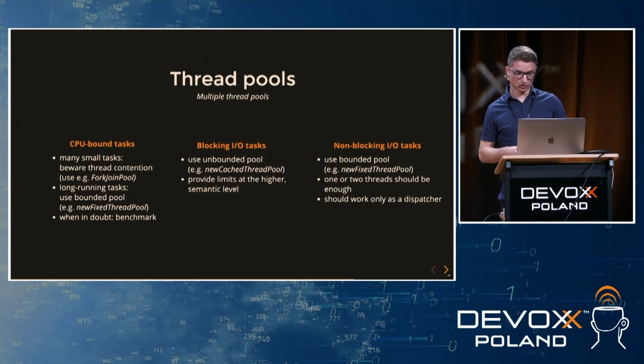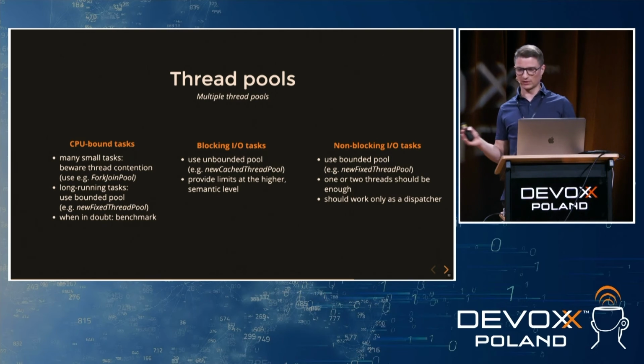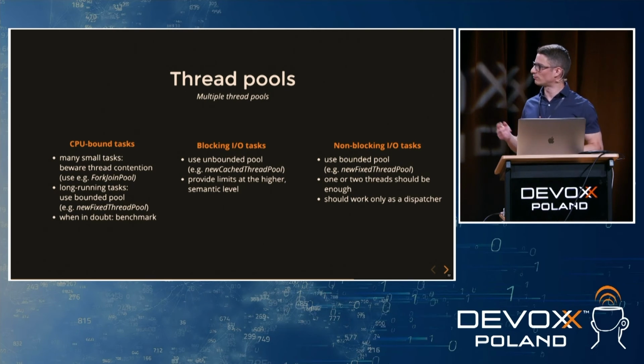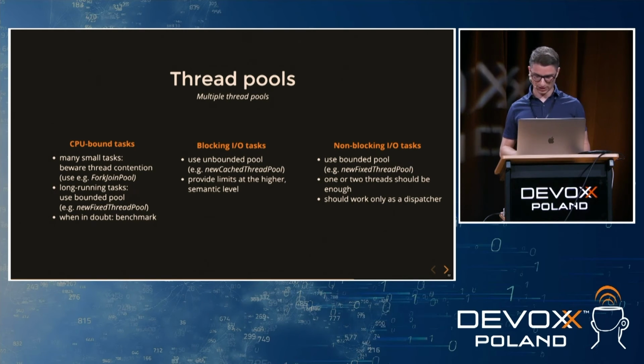When it comes to blocking I/O operations, it's good to have an unbounded pool, which might sound scary, but please stay with me. I will describe it in a moment. And instead of limiting the thread pool itself, we will be providing limits at the higher semantic level. And I will show you a slide with an explanation of that. And for non-blocking I/O operations, a single small bounded pool will be completely fine. 1 or 2 threads should be completely enough for your requirements.